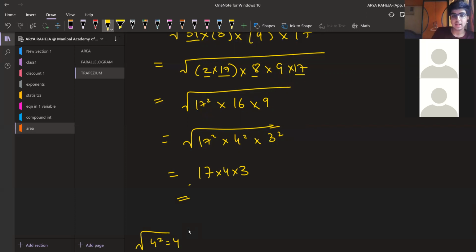Okay, so 17 fours are how much? 68 and 68 into 3, so 204 centimeter square. That is the area of the triangle.